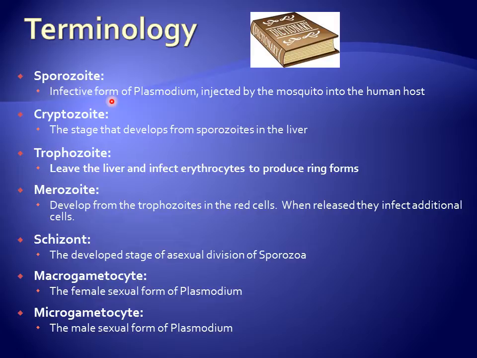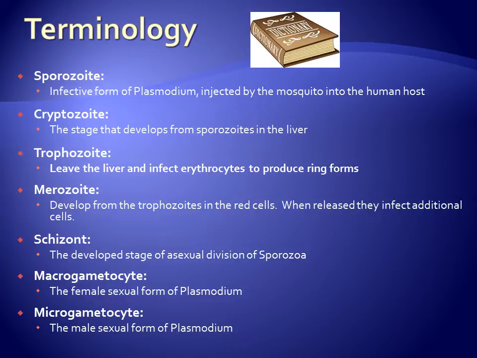Within the new human host, those sporozoites make a beeline, a straight shot into the liver and become cryptozoites. I remember this one because the medical term crypto refers to hidden. And so the cryptozoites are hidden away, if you will, from the rest of the body. They're hidden or tucked away inside the liver. Now within the liver, those cryptozoites mature to become trophozoites.